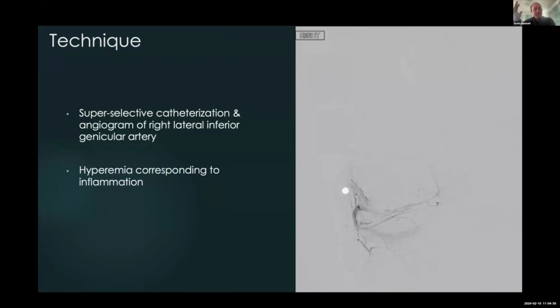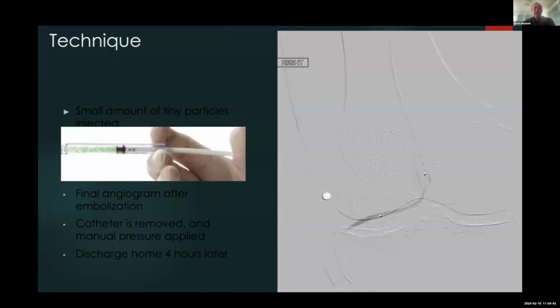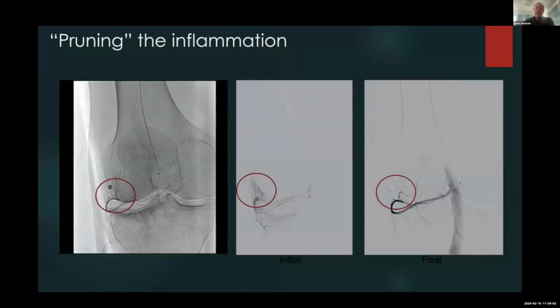usually an Echelon, go down, select the genicular artery, perform an angiogram, and inject a little nitroglycerin so that we can make sure there's no vasospasm. These vessels can vasospasm. And then we inject very small particles. We typically use 100 micron Embozene in this context, a little bigger when we're treating patients with hemarthrosis, but 100 micron Embozene. And we're aiming to just prune the vascular tree.